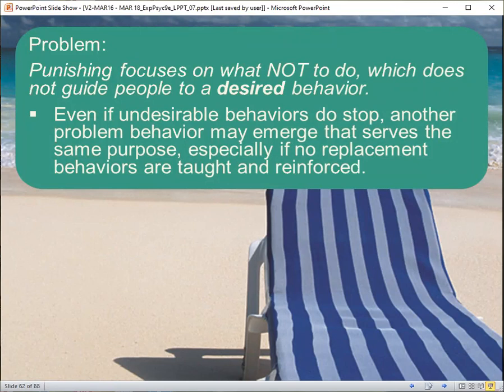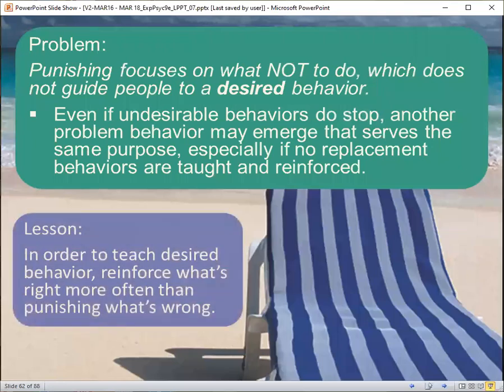So even if undesirable behaviors do stop, another problem behavior may emerge that serves the same purpose, especially if no replacement behaviors are taught and reinforced. So what it comes down to is that punishment doesn't really get us any closer to the individual or the organism doing whatever the punisher wants them to be doing, whatever that desired behavior is.